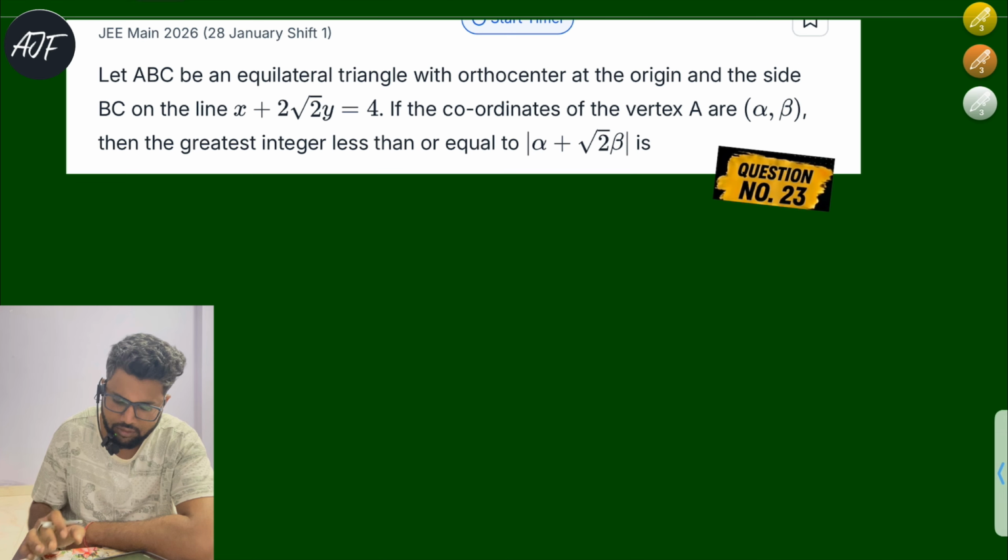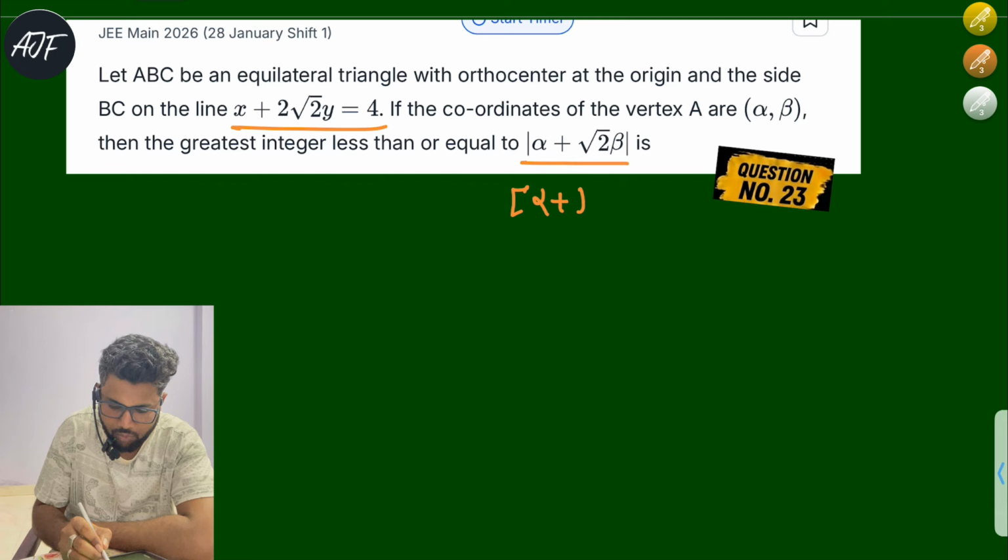Now the next question: ABC is an equilateral triangle and the orthocenter is at the origin. In an equilateral triangle, you know all the centers are the same: orthocenter, Incentre. So an equilateral triangle is given and the origin is the orthocenter. Then side BC is given as x plus 2 root 2 y equals 4. Then it asks for the coordinates of the vertex A. Then the greatest integer value of the modulus of alpha plus root 2 beta, and after that the greatest integer.